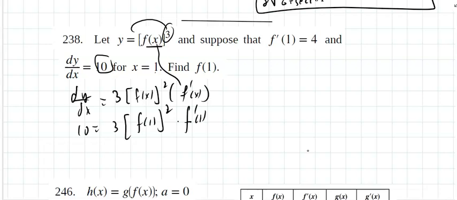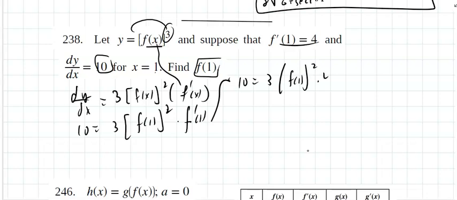Well, let's fill in the blanks. That's a 10 we already know. F of 1 is what I'm looking for. And f prime of 1 is given to be 4. So if I isolate this by itself and they're all multiplied, that's 12. So if I divide by 12 both sides, I'll get 5 over 6 equal f of 1 squared. And to get f of 1, you simply square root both sides.